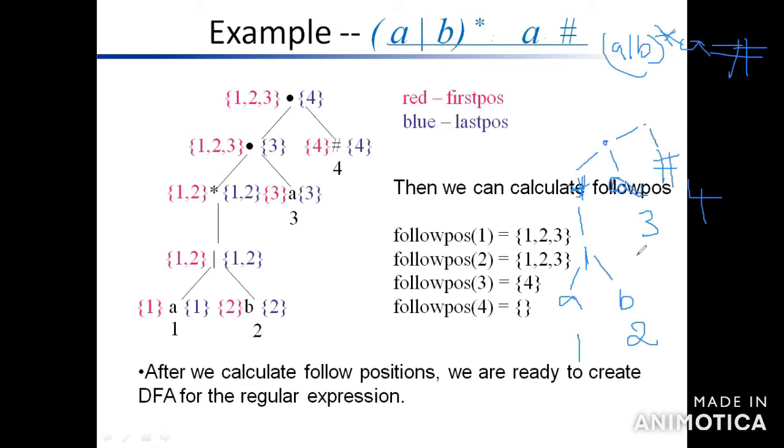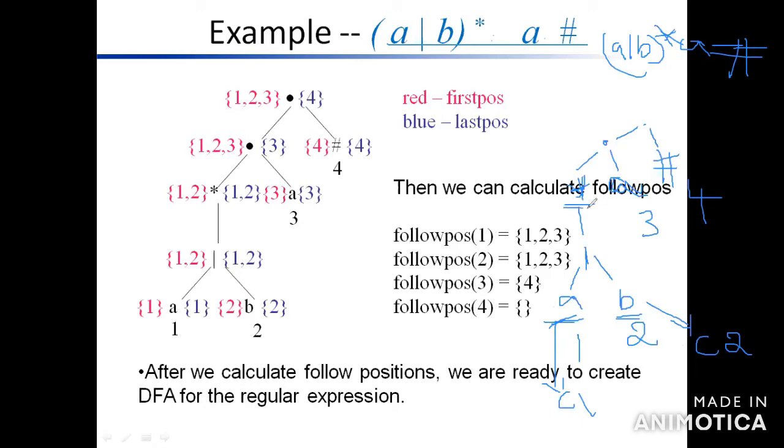Then what about the next step? You have to calculate the first position and last position. Before that, I will set the left child as C1 and the right child as C2. The left child is indicated by C1 and the right child by C2, at each node. So here a is C1 and b is C2.